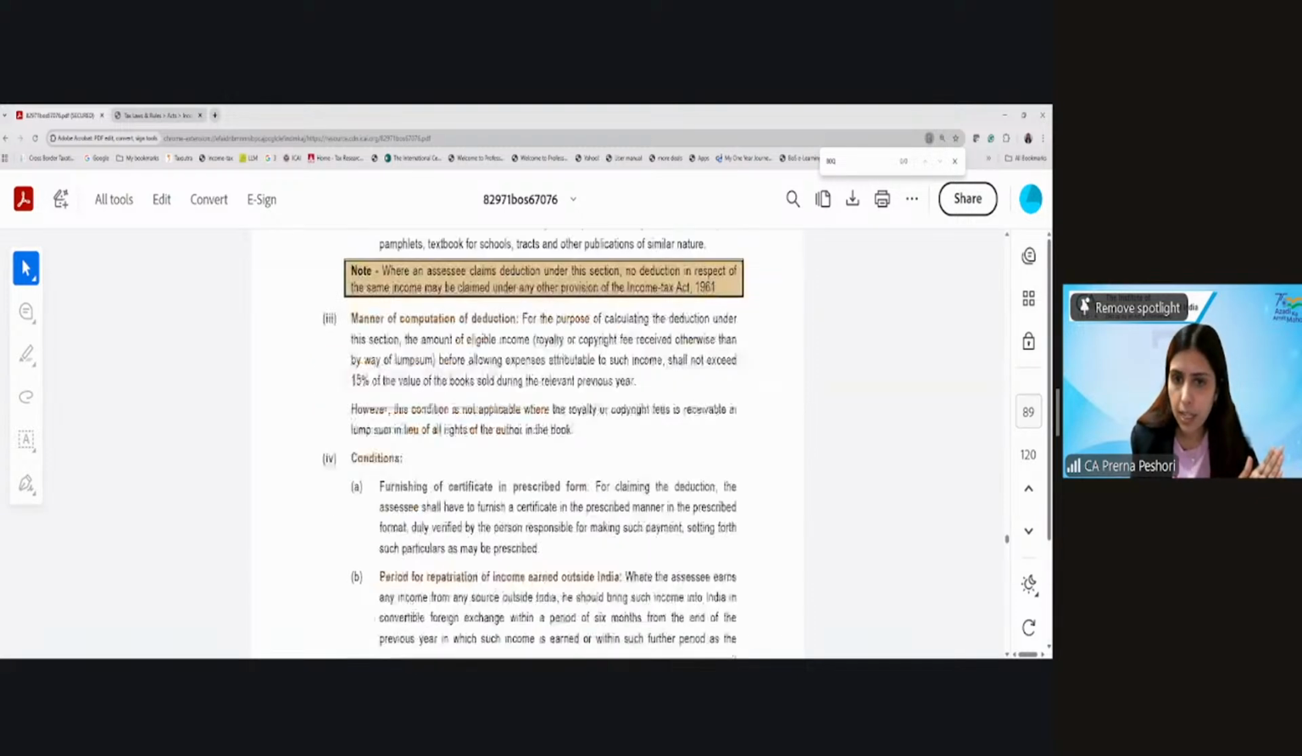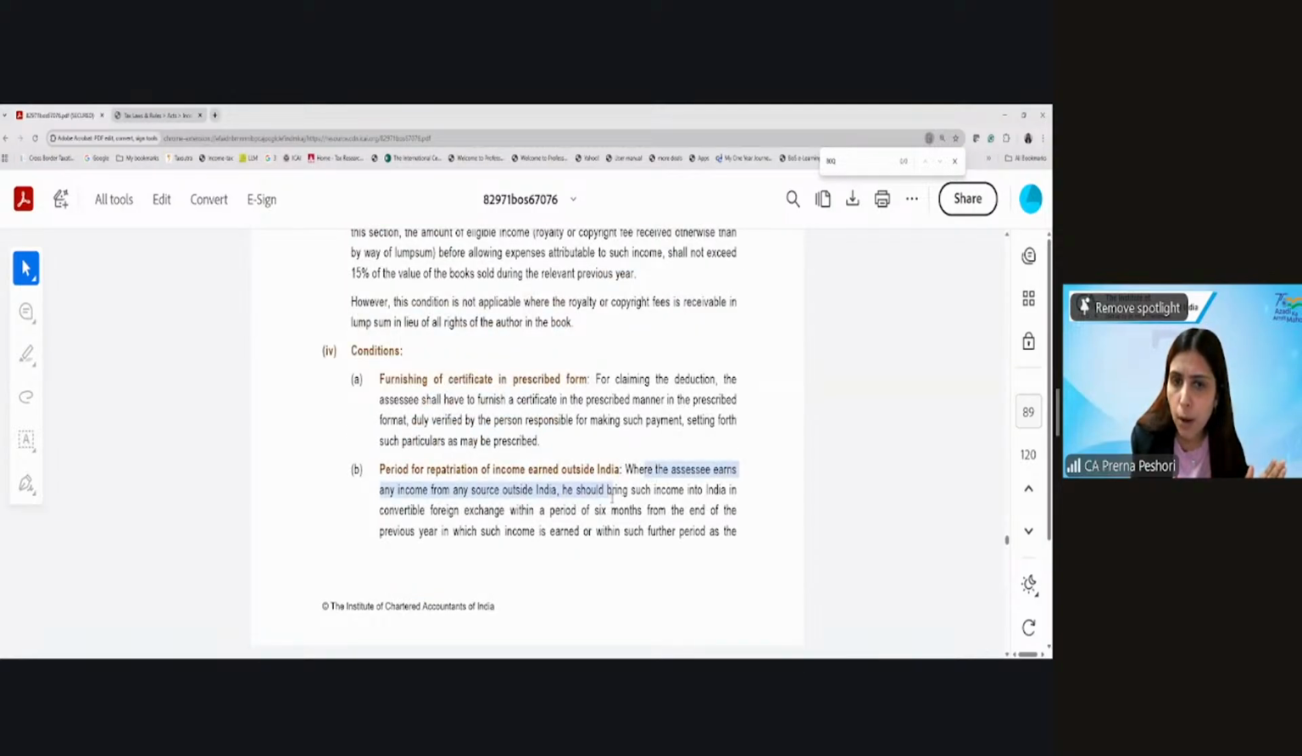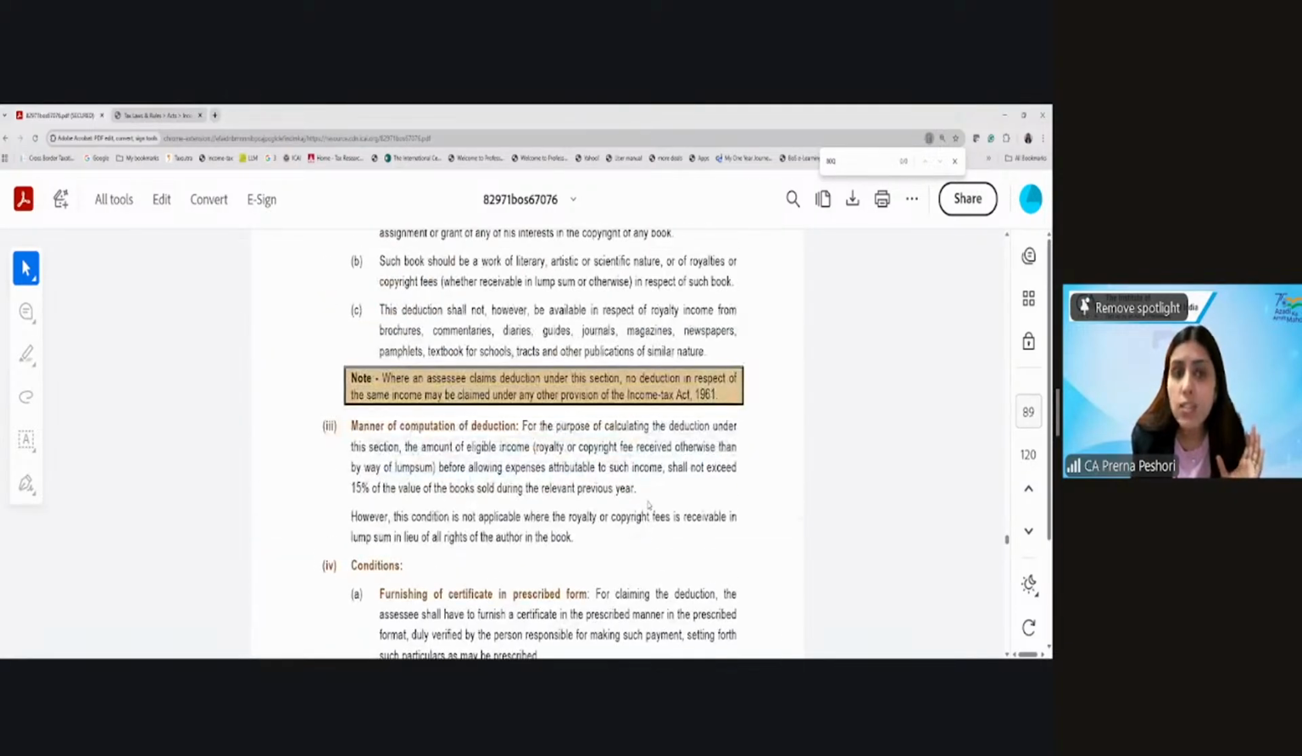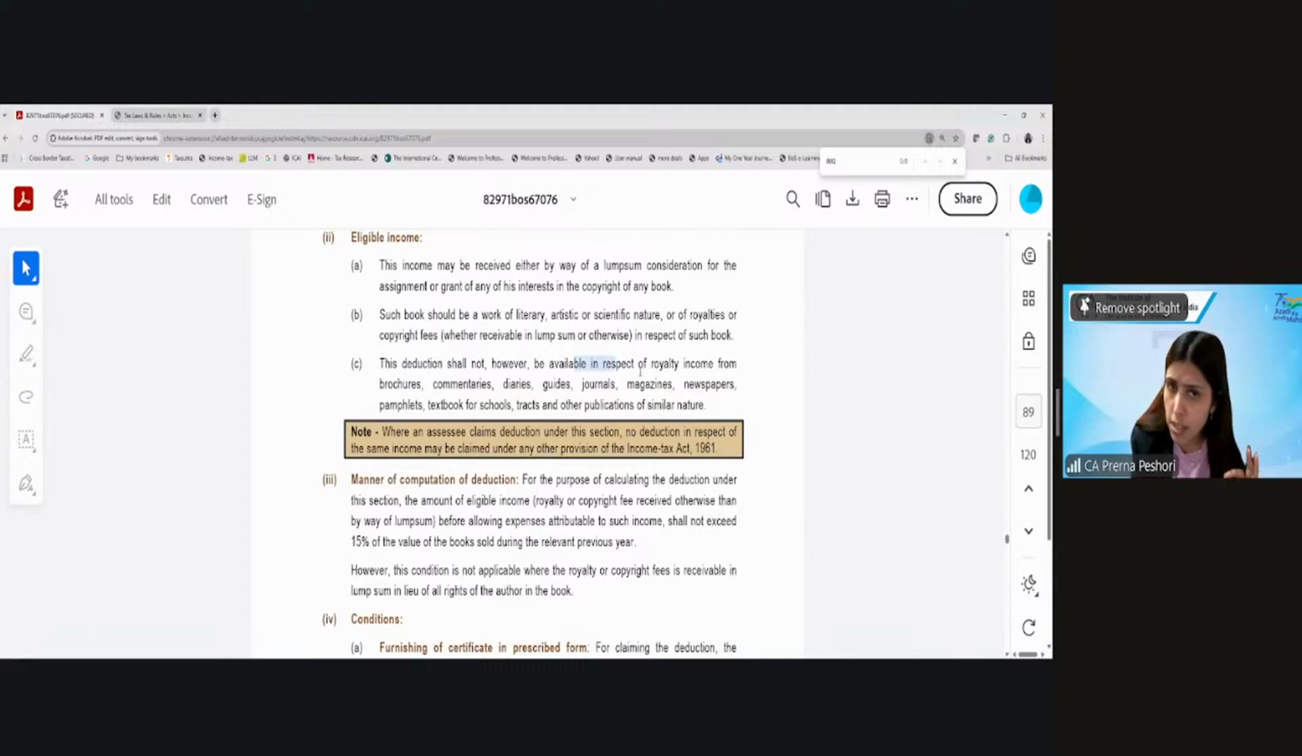So same like 10AA, where the assessee earns any royalty from outside India, he should bring the income, the foreign exchange, within India within a period of 6 months. Same condition over here. And this is only applicable for the purposes of the royalty from the books. This is not applicable in respect of royalty income from brochure, commentaries, diaries, guides, journal, newspaper, magazine, any pamphlets, textbook for schools. These are not eligible.